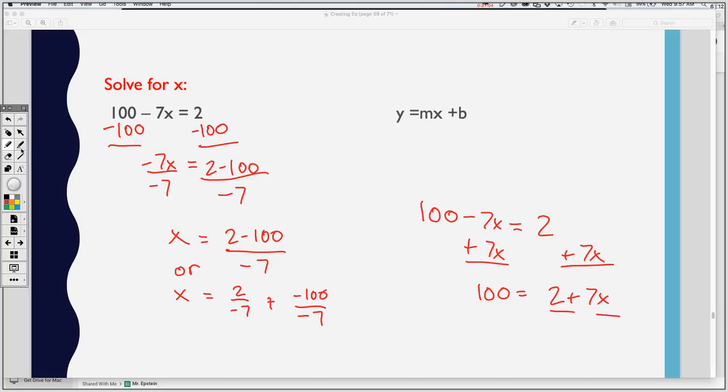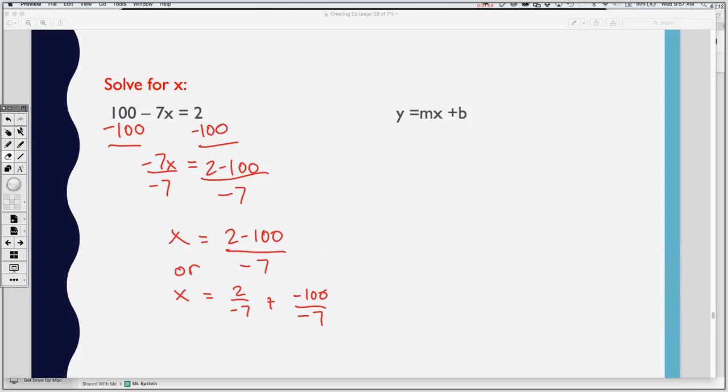All right. Now, the reason why we write it like this is because this y equals mx plus b is in the same form. So it should help us when we're solving for x.